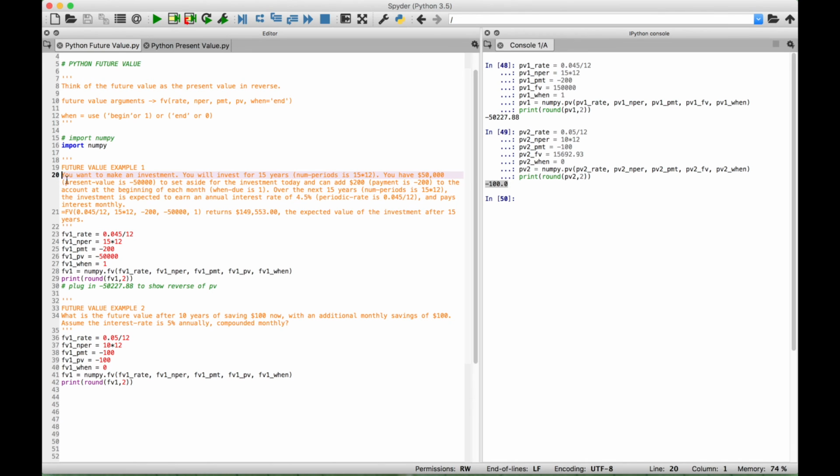This is very similar to our previous example. You want to make an investment. You will invest for 15 years. You have $50,000 to set aside for the investment today, and you can add $200 to the account at the beginning of each month.